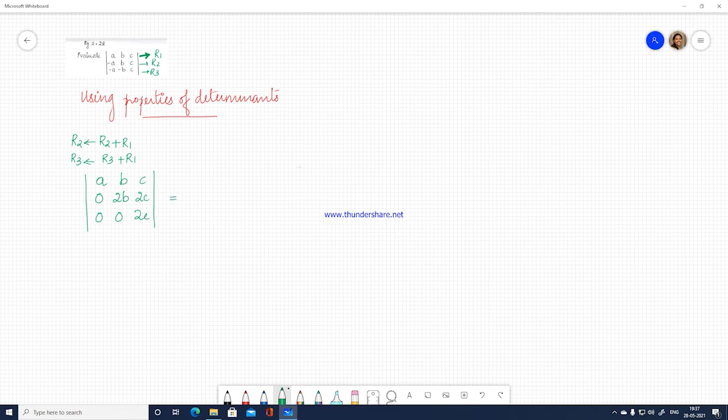So it will be A into (2B, 2C minus 0 into 2C), minus B into 0, then plus C into 0. The only thing you need to evaluate is this expression, and that is 4ABC. So we got the answer as 4ABC.